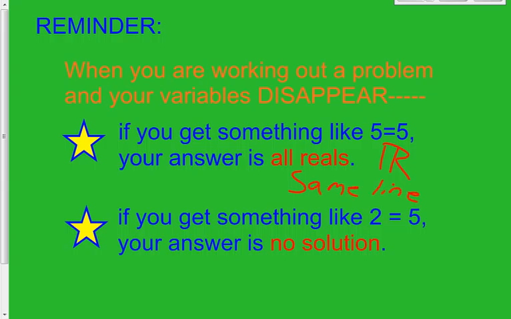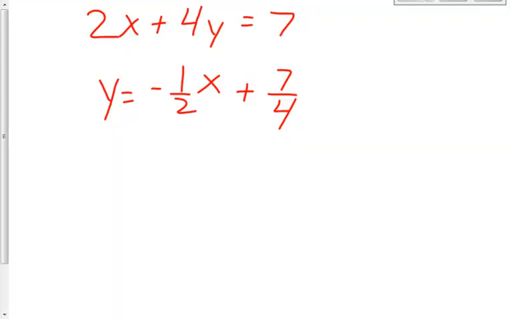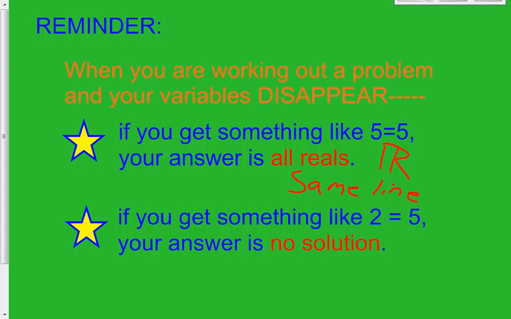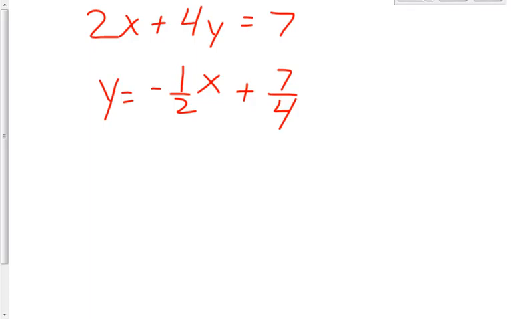Let me prove to you that it is indeed the same line. Remember, what we're dealing with here is straight lines: y equals mx plus b form, or ax plus by equals c standard form. So let's just take this for example. We have two lines, the first one being 2x plus 4y equals 7, and y equals a negative 1/2 x plus 7/4. This isn't on your notes, so just sit back, relax, and enjoy as I prove to you this first statement, that if 5 equals 5, then you have an answer of all reals, or they are the exact same line.